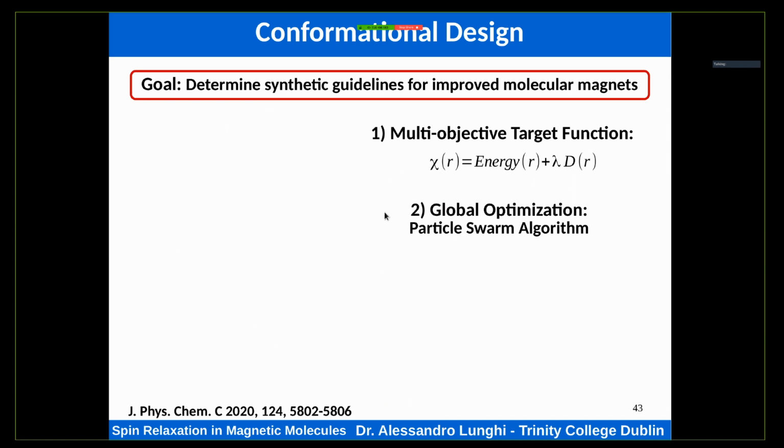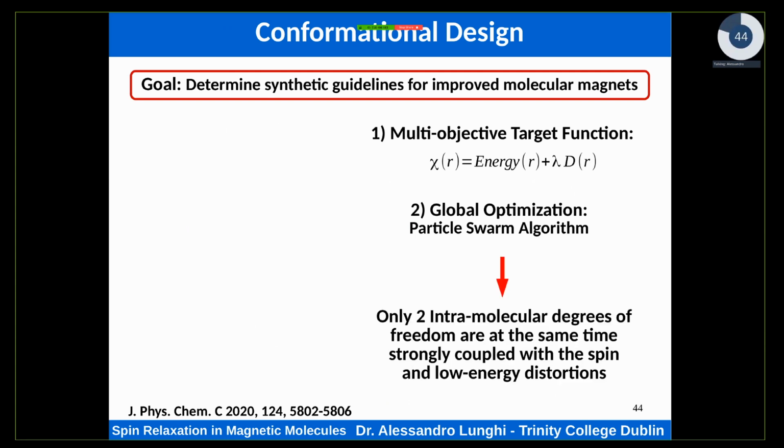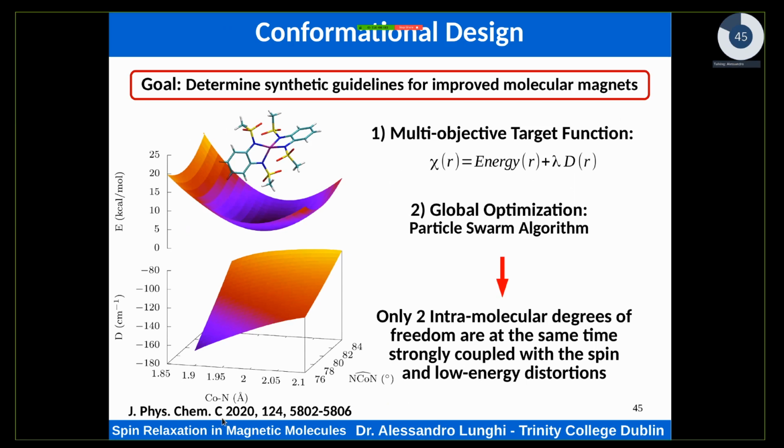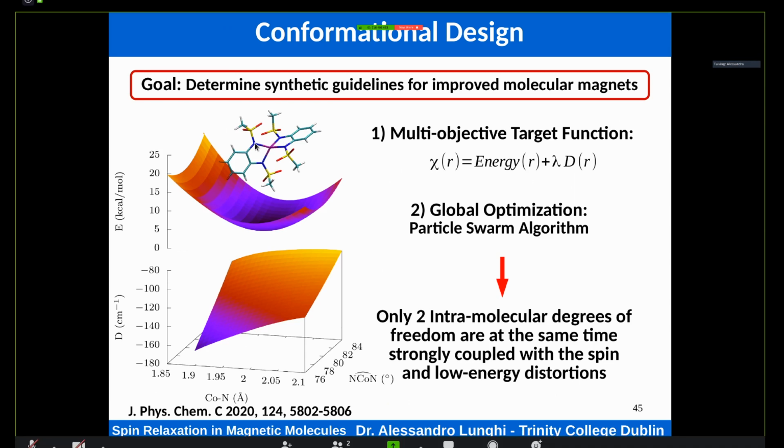We did this by using a global optimization algorithm like particle swarm. And what we found out is that only two intramolecular degrees of freedom are important for this magnetic structure correlation, and they are reported here. The first one is the distance between the central cobalt ion and the nitrogen, which are the first atoms coordinating the cobalt, and the other is an angle involving nitrogen, cobalt, nitrogen again. So it's this angle here, if you can see the pointer.